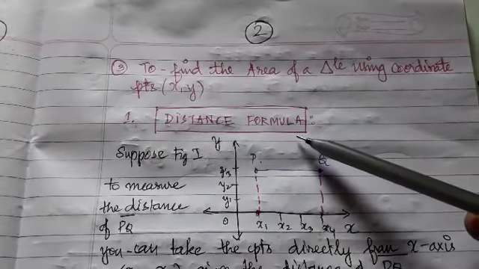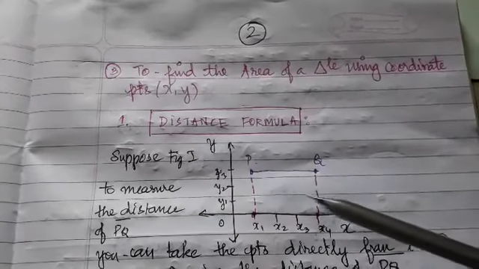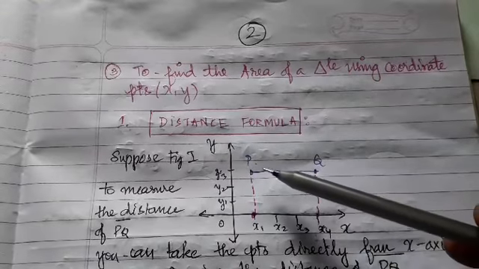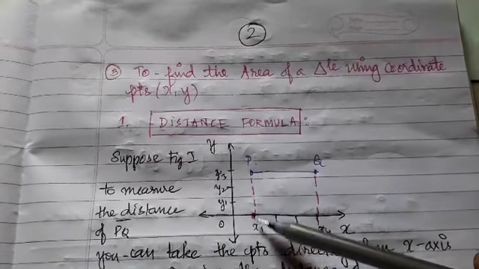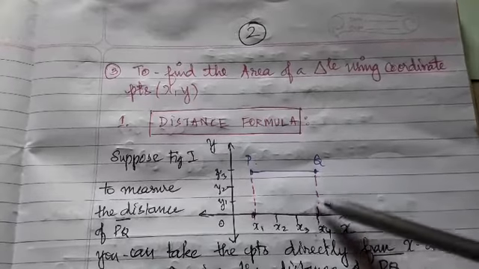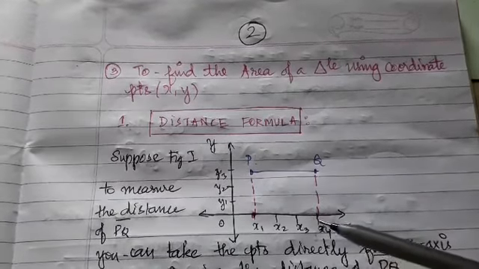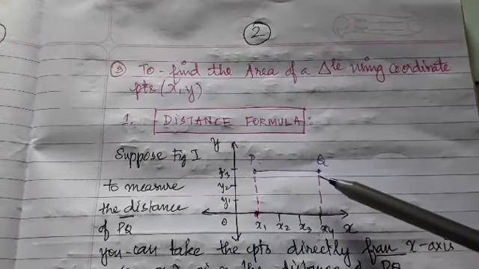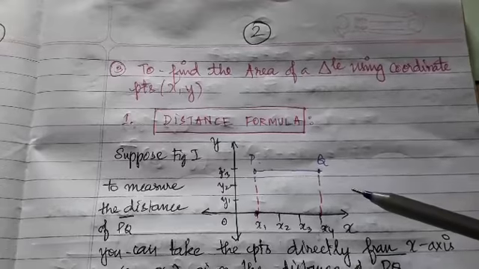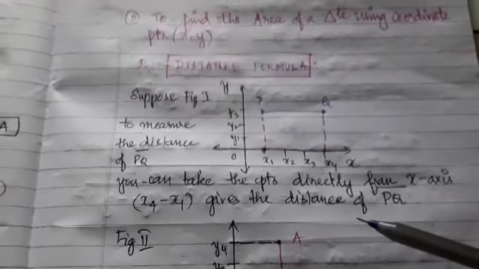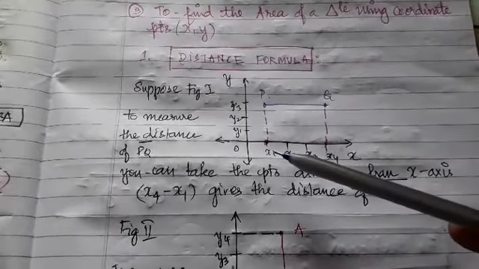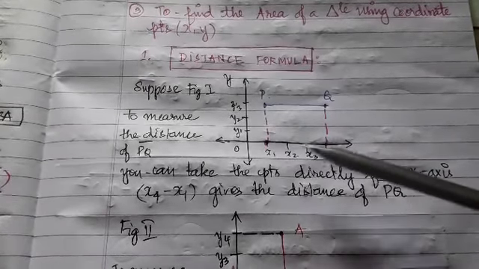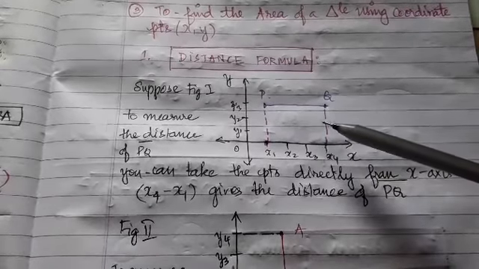First, the distance formula. Suppose I have drawn a figure with xy axes. In that, I have drawn a line PQ. To measure the distance between P and Q, when you draw a perpendicular to the x-axis, it gives the x1 point. From P you draw a perpendicular to get the x4 point, and if you find the difference between x4 and x1, it gives the distance between P and Q. So that is the simple method. You can measure the distance of a horizontal line by taking the x1 point and x4 point and finding the difference, which gives the measurement of PQ.